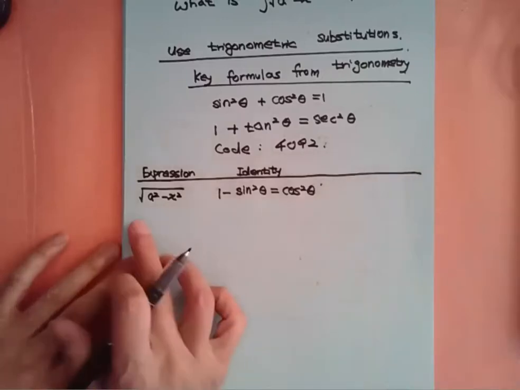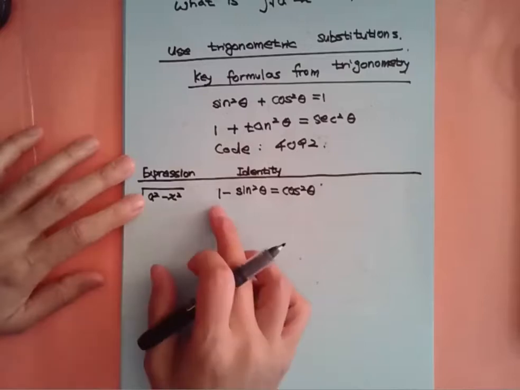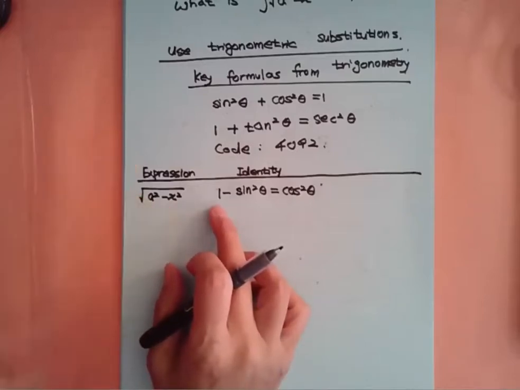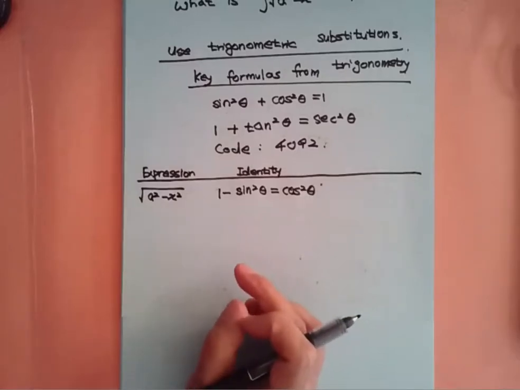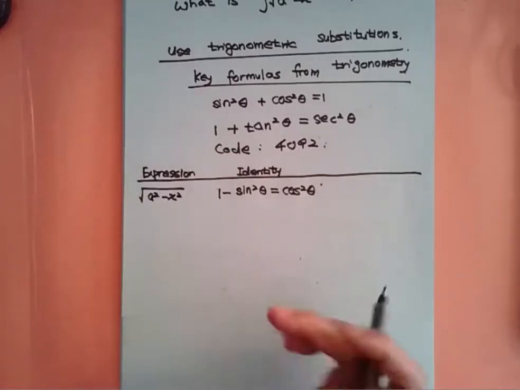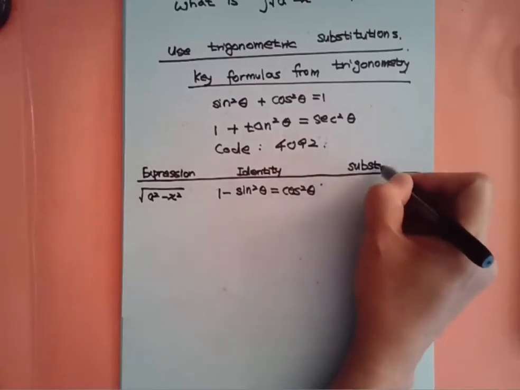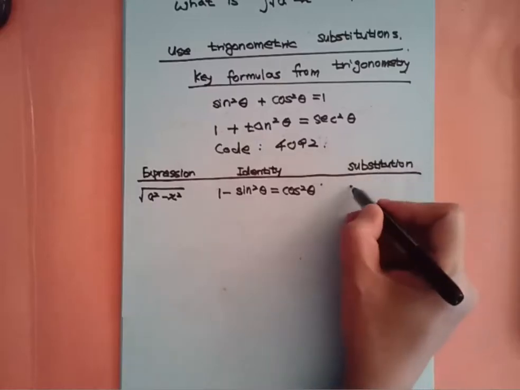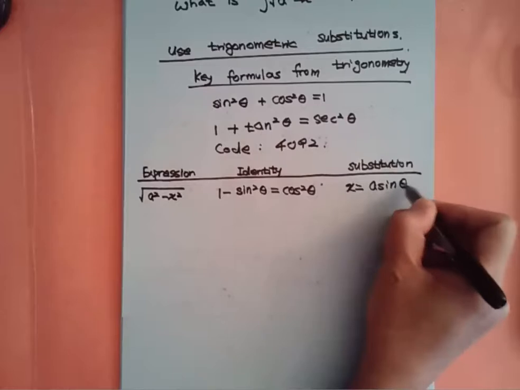So the reason is, of course, a is a number. 1 can be regarded as 1 squared, and then x can be related to sine squared. The basic strategy with the substitution will be x equals a sine of theta.